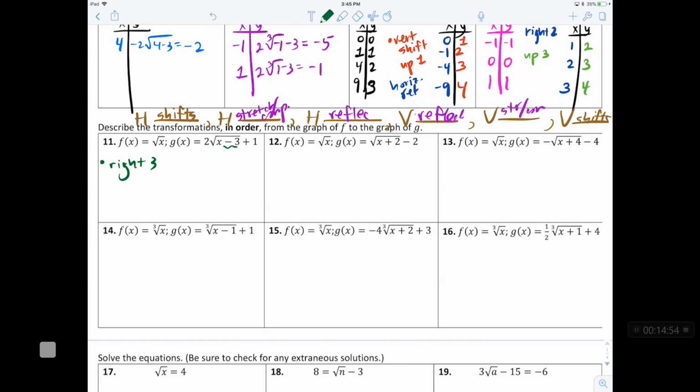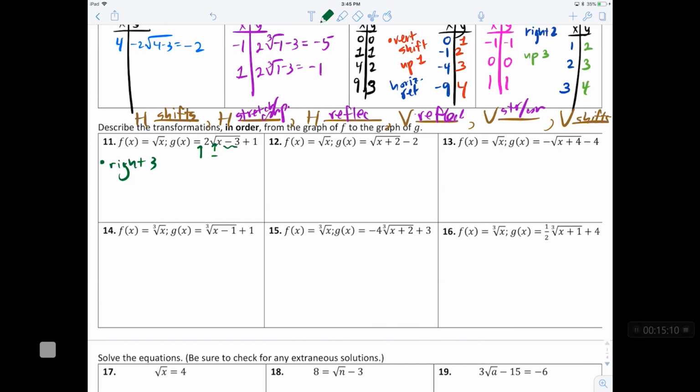There is no horizontal stretch or compression. That would show up as being multiplied right there. There is no horizontal reflection. There would be a negative right there. So then I'm going to go on to vertical reflection. There is not one because there is no negative sign there.